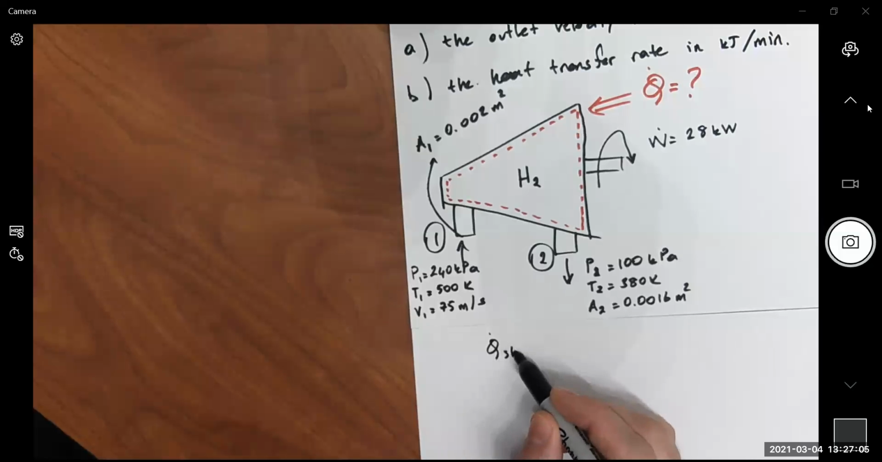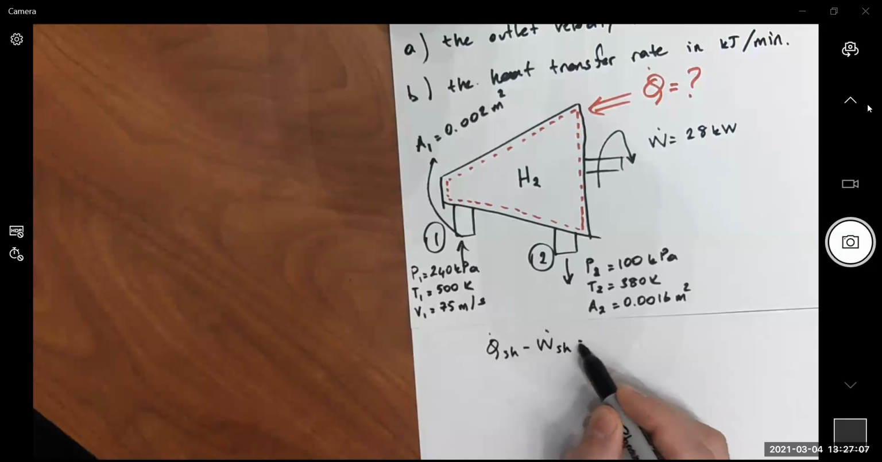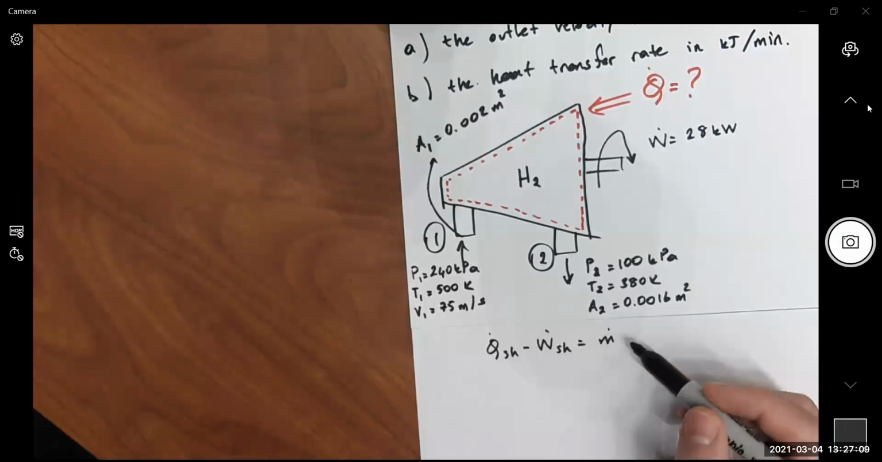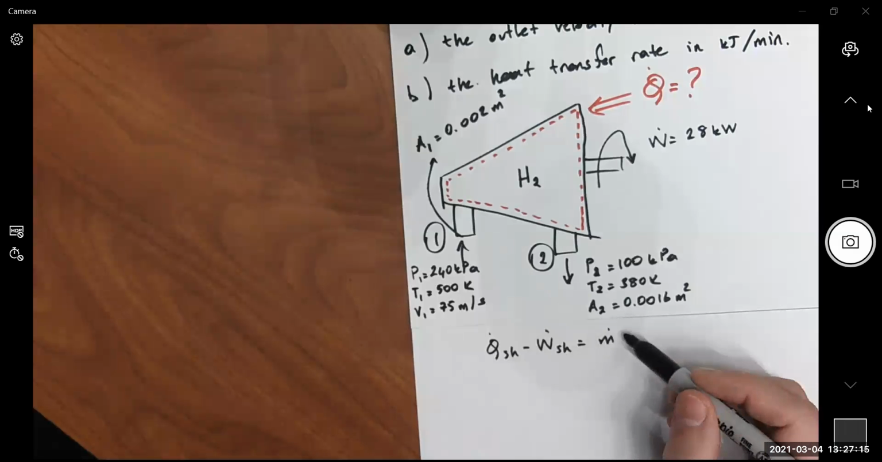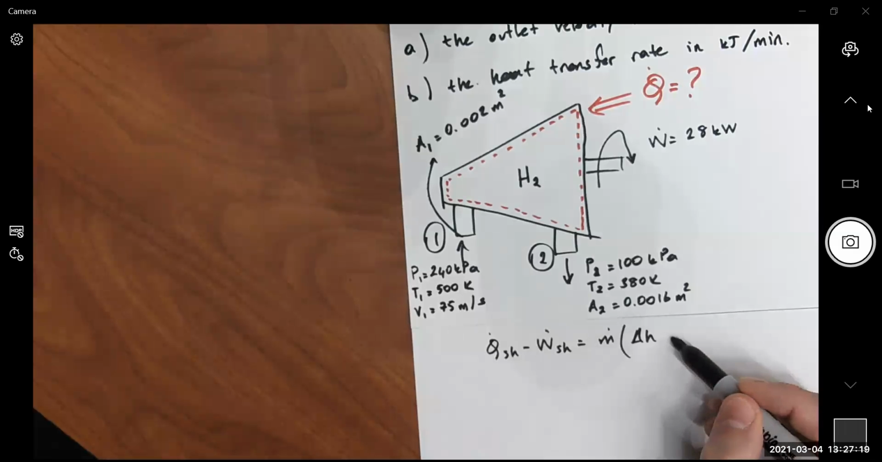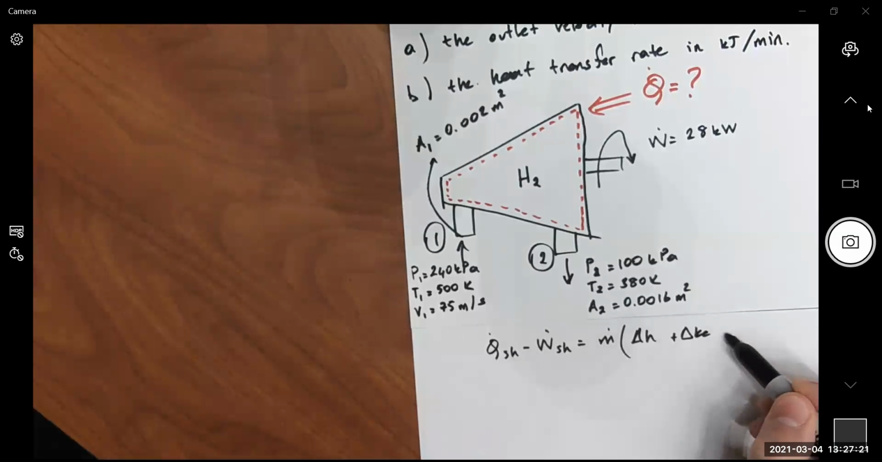Okay, let's remember the first law for steady state, since it is stated in the problem that it's a steady device. Mass flow rate times enthalpy difference plus potential energy difference plus kinetic energy difference.